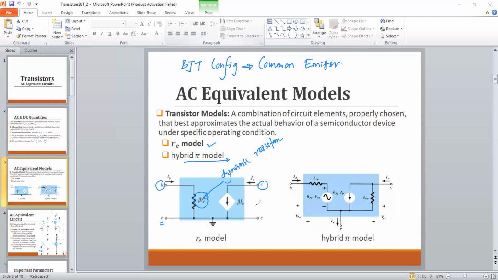We know that with beta, the DC current gain, the current flowing through the collector is the product of beta times iB. Similarly, whatever current is fed to the base is multiplied by beta and flows through the collector. So we can introduce a current source at the collector terminal. This is a current source.